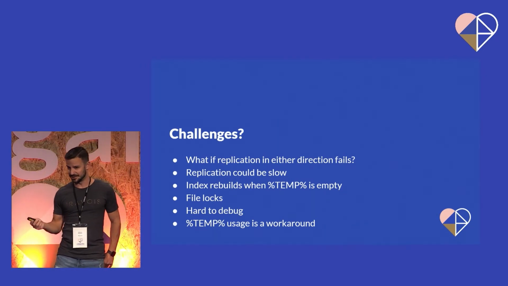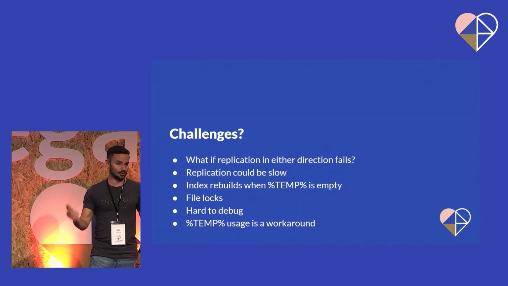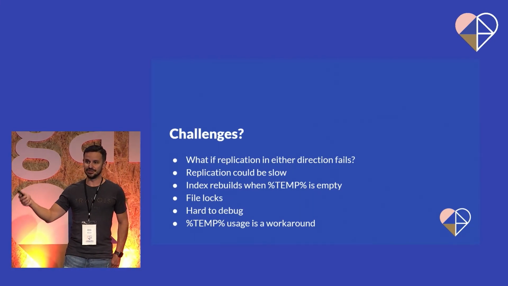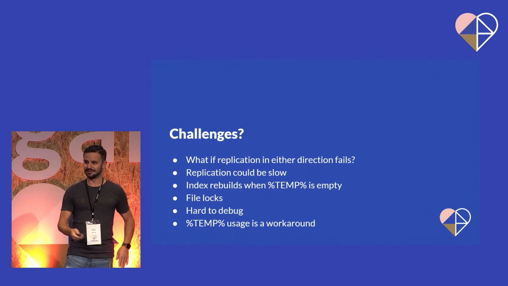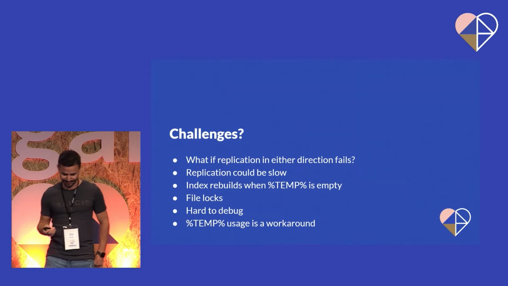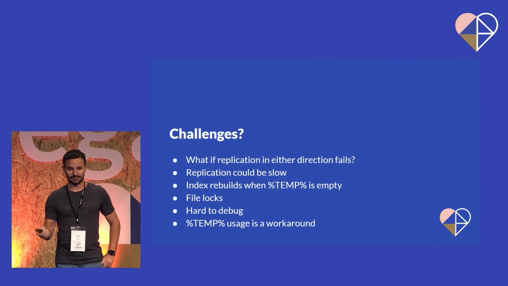Replication can be slow as well. So let's say we've got 100,000 content nodes or media nodes. Your index is going to be huge, and it's going to replicate down every time that server comes online. That has a bit of overhead as well. As we mentioned before, when temp is empty, your indexes are going to rebuild. And there's something important to know about that overhead.